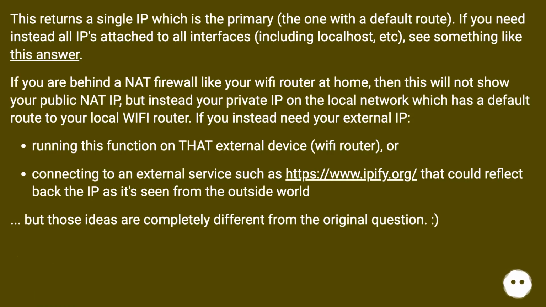If you are behind a NAT firewall like your Wi-Fi router at home, then this will not show your public NAT IP, but instead your private IP on the local network which has a default route to your local Wi-Fi router. If you instead need your external IP, you could run this function on that external device, the Wi-Fi router, or connect to an external service such as this URL, that could reflect back the IP as it's seen from the outside world. But those ideas are completely different from the original question.